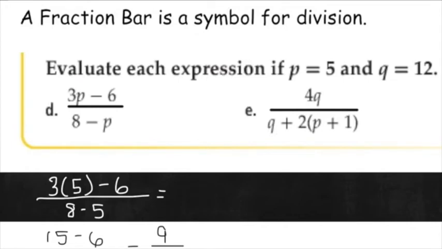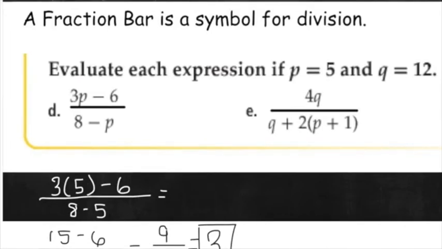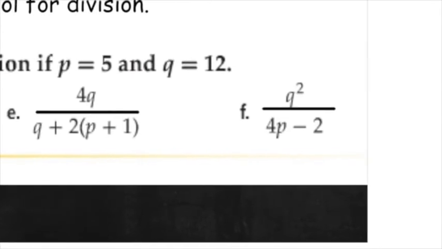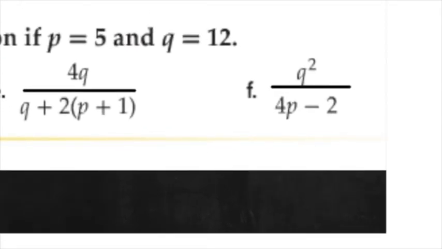So we got 8 minus 5, which is 3. That makes much more sense. So we're going to divide it out. 9 divided by 3 equals 3. Do one more division one. We're going to jump over here to F. P is still 5 and Q is still 12.